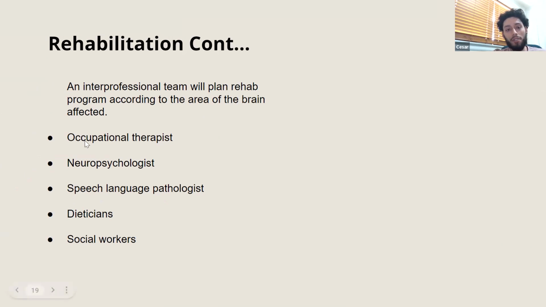So with rehabilitation, depending on what areas of the brain are affected determines what type of rehabilitation services they'll receive. An interprofessional team of professionals will plan and develop a rehab program according to the area of the brain affected. So occupational therapists, neuropsychologists, a speech language pathologist, dietitians, social workers. And this is not an all-inclusive list. I just included some of the ones that are most common.